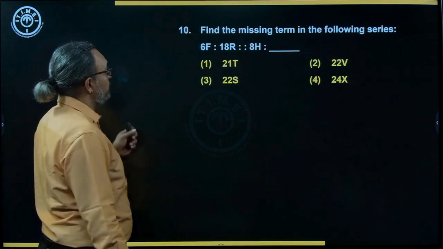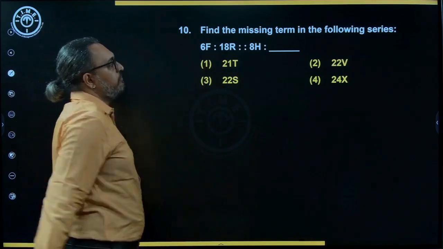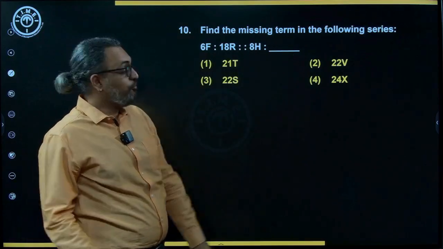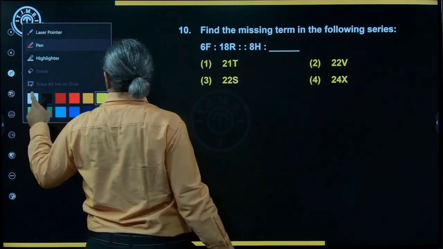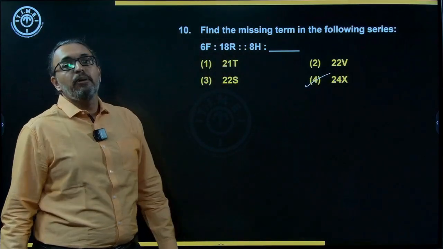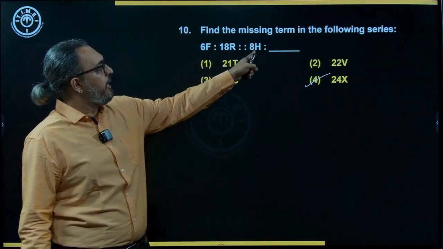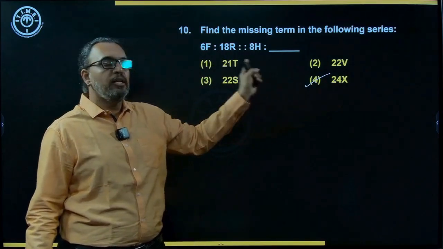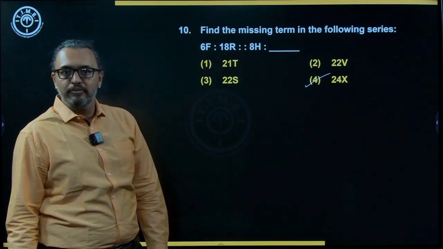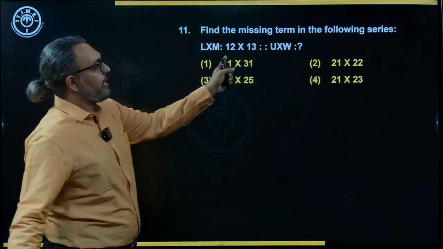Then next one. Yeah. So here we have 6 and 18. I can say 3 times. So 8 times 3 is what? 24. The only option you have for 24 is the fourth option. And the letter is nothing but the place value, which is the number. So F is 6, R is 18, H is 8, so X is 24. It is 3 times. Into 3 is the logic. Yes.